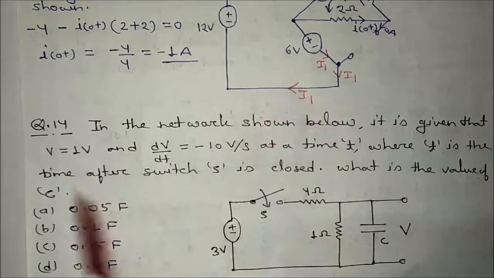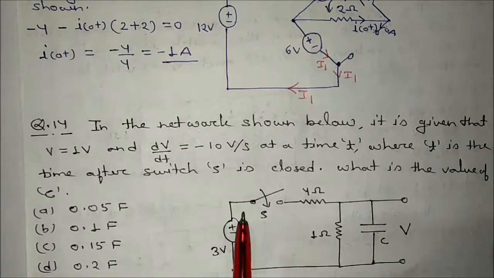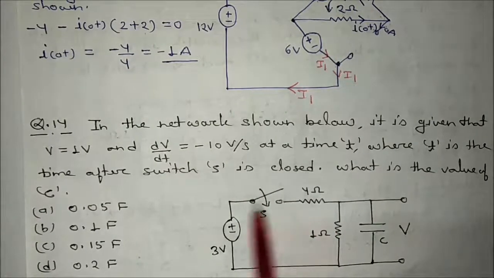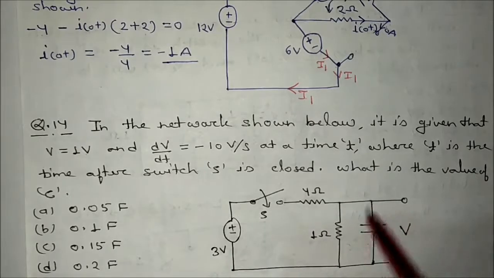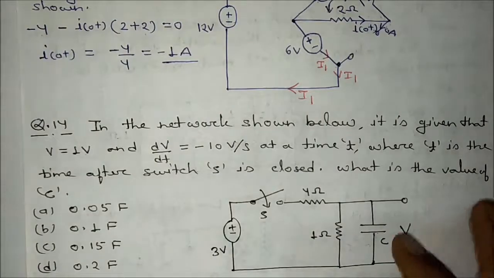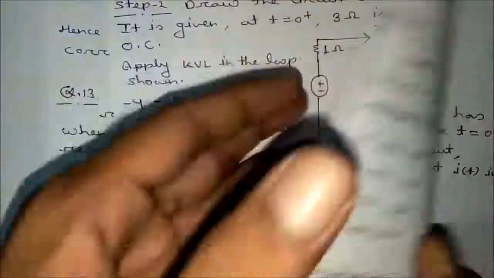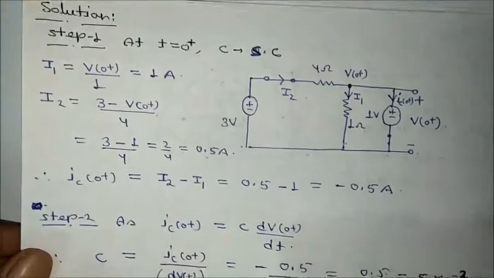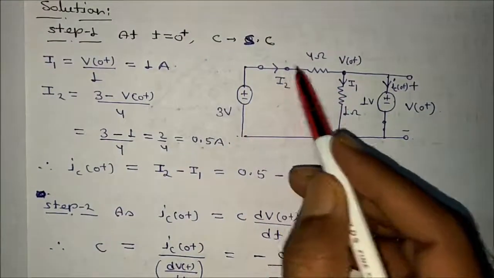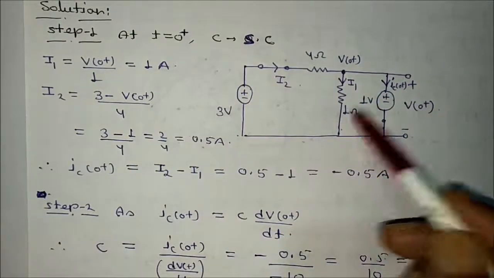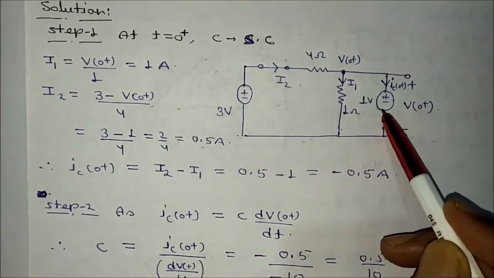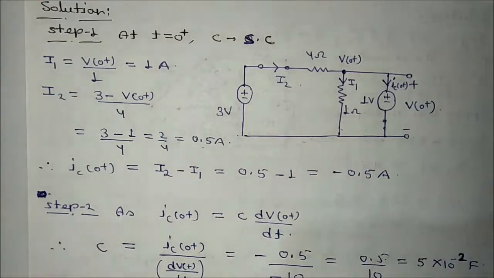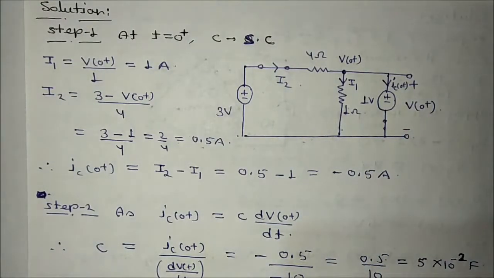So drawing the circuit exactly at t is equal to 0 plus, this switch will be closed. This capacitor will be replaced with its voltage, and the capacitor will be shorted. Then what will happen? The circuit at t is equal to 0 plus will look like this: 3 volt, this switch is closed, 4 ohm, this is 1 ohm, and the capacitor is replaced with its voltage equivalent.